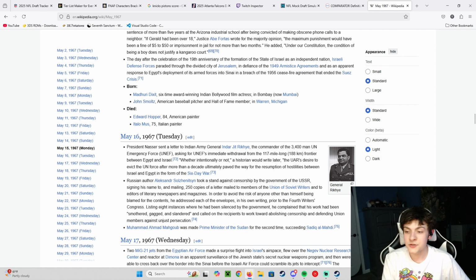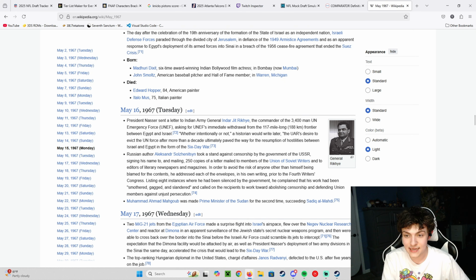took a stand against censorship by the government of the USSR, signing his name to and mailing 250 copies of a letter mailed to members of the Union of Soviet Writers and to editors of literary newspapers and magazines. In order to avoid the risk of anyone other than himself being blamed for the contents, he addressed each of the envelopes in his own writing prior to the Fourth Writers' Congress.